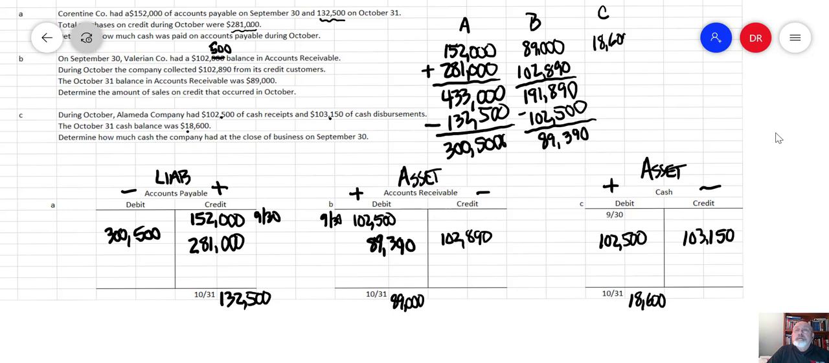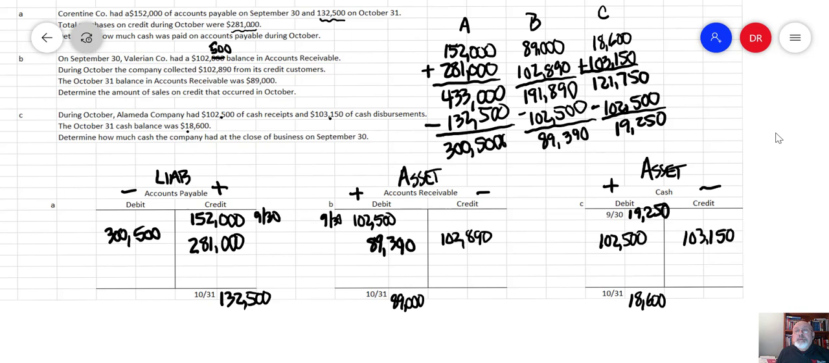18,600 plus 103,150. That gives us 121,750. Then we subtract out the beginning balance, or the not beginning balance, but the cash receipts we had of 102,500. So the beginning balance had to be 19,250. So that goes in here, 19,250.